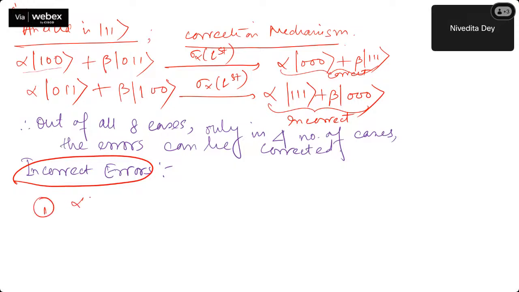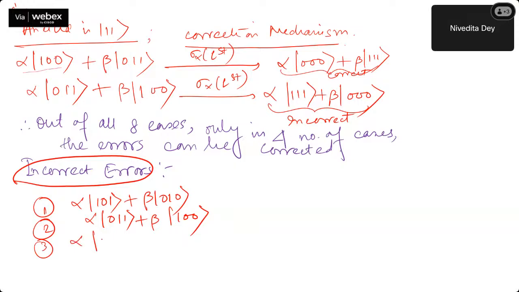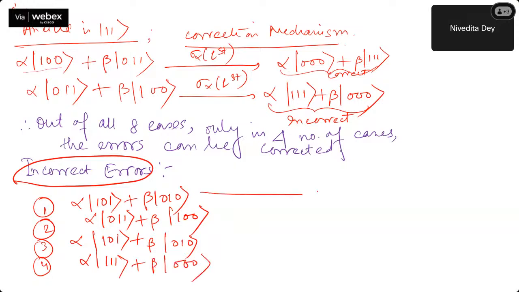So the first one is alpha 101 plus beta 010. These are the cases where, out of all the 4 combinations of ancilla, one is taken for each of them, like for 00 this one, for 01 this one. Third one is alpha 101 plus beta 010. And the fourth one is where you are getting alpha 111 plus beta 000. So if you see it, here it is a 2-bit error. It should be 000, here we are getting 101. So in the first and third position, there is a bit flip. So it's a 2-bit error.